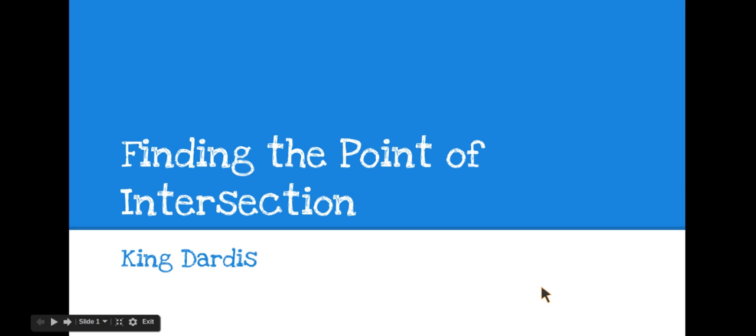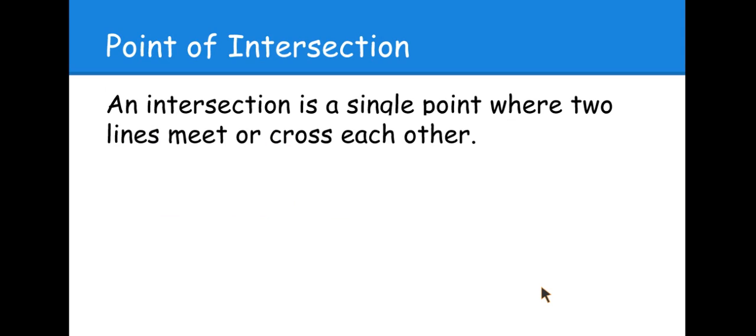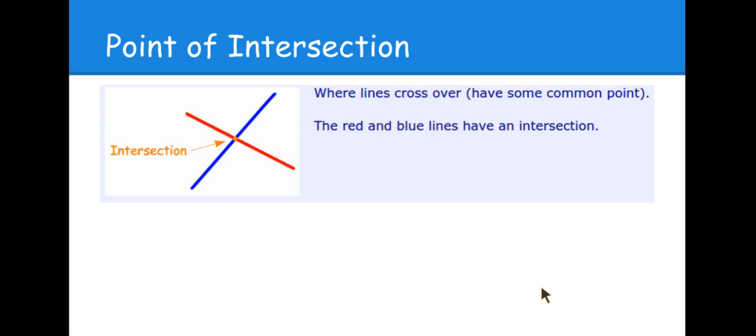Finding the point of intersection. An intersection is a single point where two lines meet or cross each other. So in this picture, we've got this blue line and this red line, and they intersect at a single point. So here's their point of intersection.